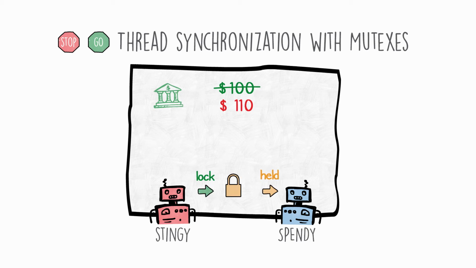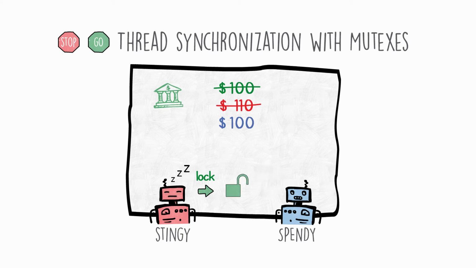If at the same time Stingy goes to try to acquire this lock, the function call will not return, right? Because the lock is already held by something else, and the thread represented by Stingy will be blocked. It will go to sleep. It will be taken out of the execution. And it will be released once the mutex is unlocked. So Spendy, in this particular case, would update the balance, would put it back to 100. It will then release the mutex or unlock it.